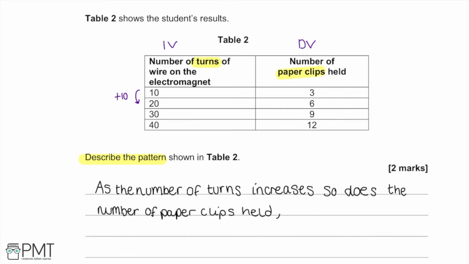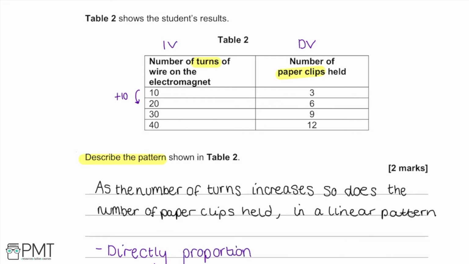And then just to go a little bit further and get that second mark, we can see that for every increase in 10 of the number of turns, we have an increase in 3 for the number of paper clips held. So this shows a linear pattern in the data and shows that the number of turns is directly proportional to the number of paper clips held. So you could either say that there's a linear pattern between the two and as one increases the other does, or you could just say the two are directly proportional, and that would gain you both marks alone just for saying that they're directly proportional.